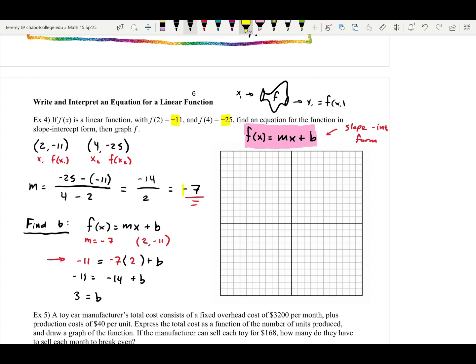All right, so now I have these two things. My slope is negative 7. I have b is equal to 3. So check it out. Here's my linear function. f of x is equal to negative 7x plus 3.